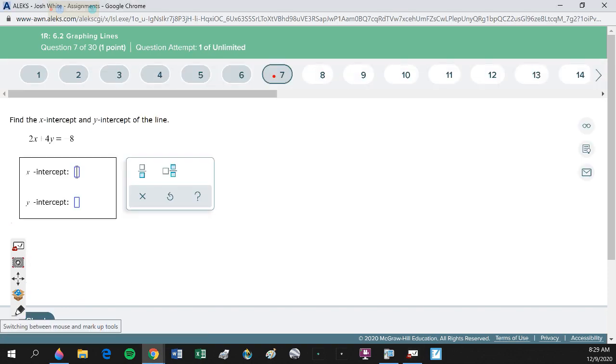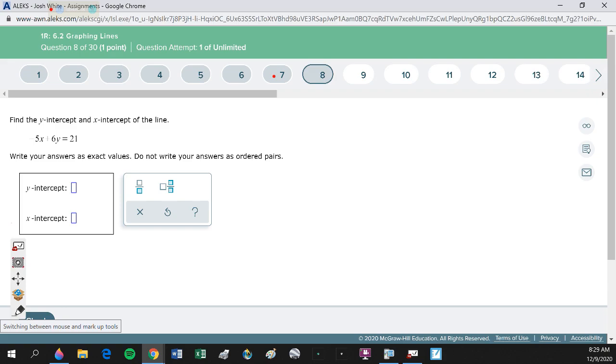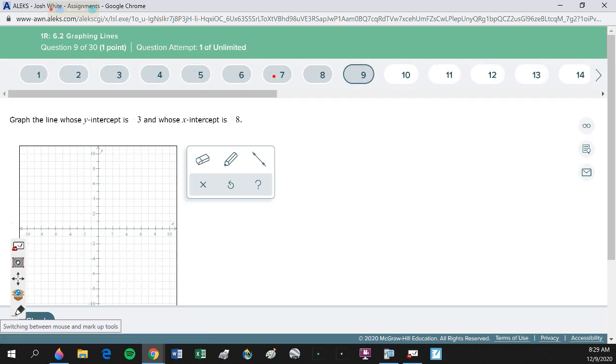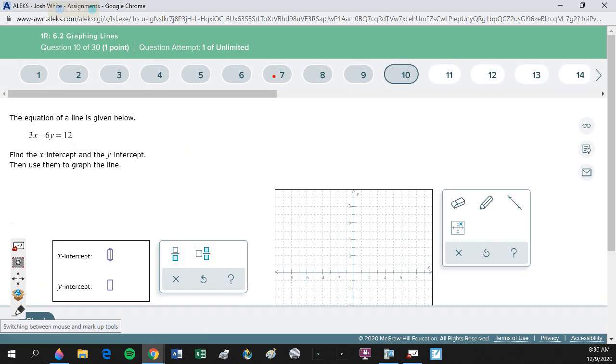For 7, find the x-intercept, find the y-intercept. You know how to do that. Just plug 0 in for x, plug 0 in for y. Same there. Okay, graph the line whose y-intercept is -3 and x-intercept is -8. And then the last problem is find the x-intercept and the y-intercept and graph, which you guys already know how to do. That's it. Get to work.